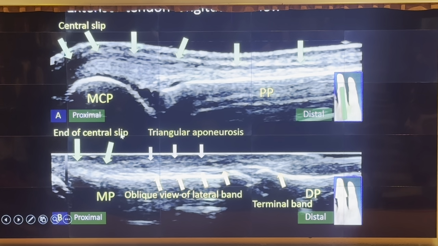But if you want to check the terminal band and the lateral band, you should go back and start from the nail. You can find the nail matrix and move your transducer back. Then you can quickly get the terminal band and the ulnar or radial side lateral band. But you should be careful, because the terminal band and lateral band are in the triangular aponeurosis, and an artery is located in it. So if you want to perform the injection, you will wonder: should I inject from the proximal to the distal, or from the distal to the proximal?